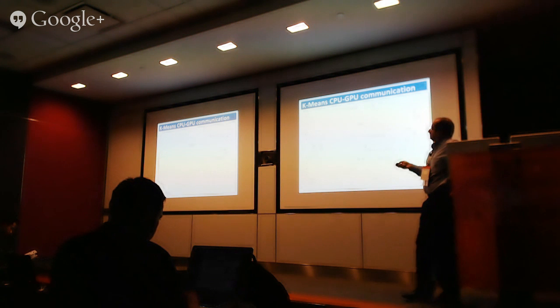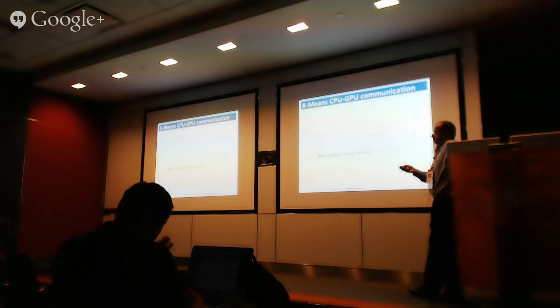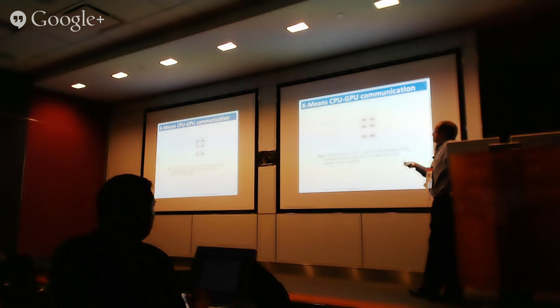So you start with the CPU. You have the CPU and GPU, and most of your CPUs these days come with GPUs as well. Initialize k centroids randomly on the CPU. You have the data, you choose random centroids, and that can be done within the CPU part itself. And then the GPU is the specialized portion.